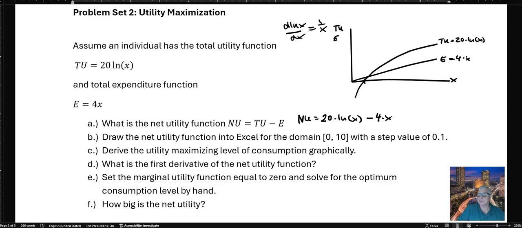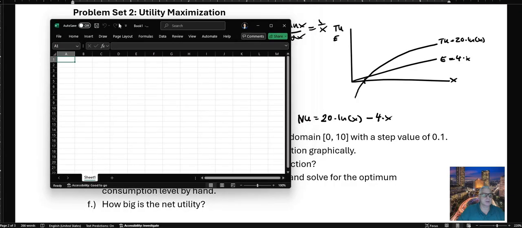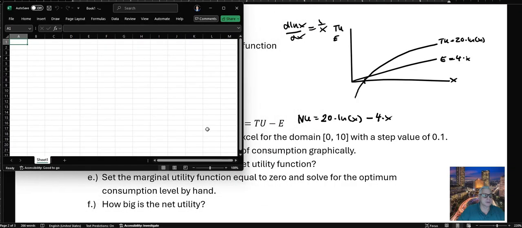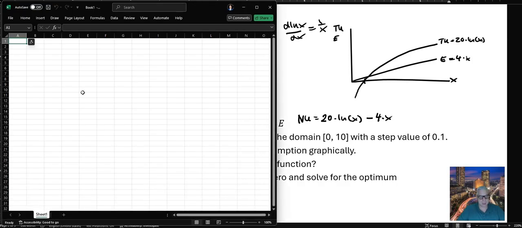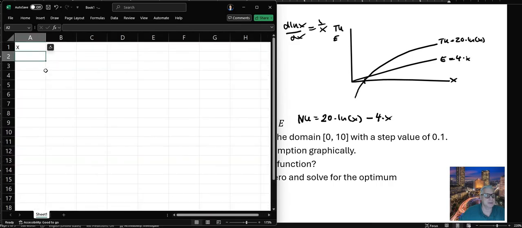Let me quickly see if I can pull up an Excel sheet, and maybe I can squeeze it in here. Okay, so the first step we do is we create, again, dx. Maybe I can zoom in a little bit. We always start with the x-axis, and that is supposed to go from 0 to 10 with a step value of 0.1.